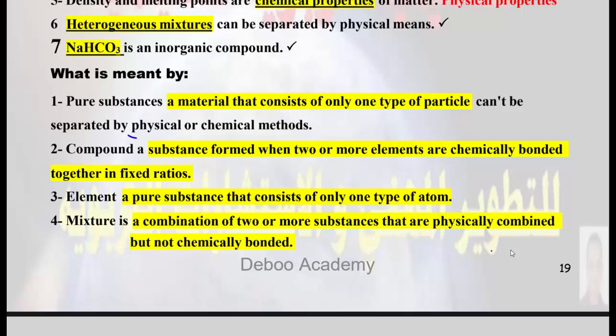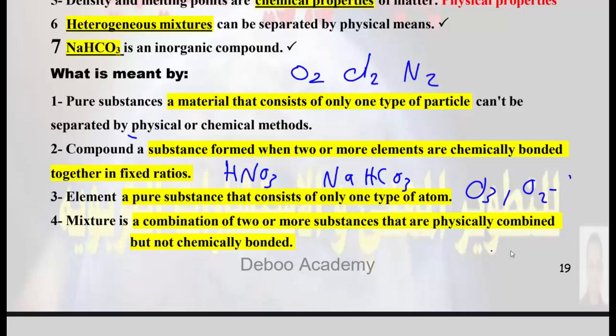Now, what's meant by pure substance: a material that consists of only one type of particle like O2 or Cl2 or N2, which can't be separated easily by chemical methods. A compound is a substance formed of 2 or more elements chemically bound together like HNO3 or NaHCO3, that's sodium bicarbonate. An element is a pure substance that consists of only one type of atom, as we said, like O3 or O2 or H2, all of them are elements.